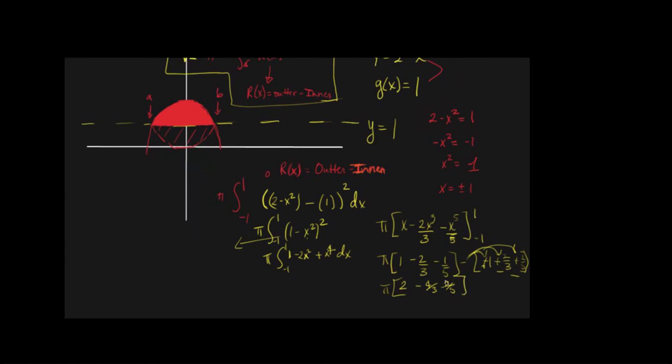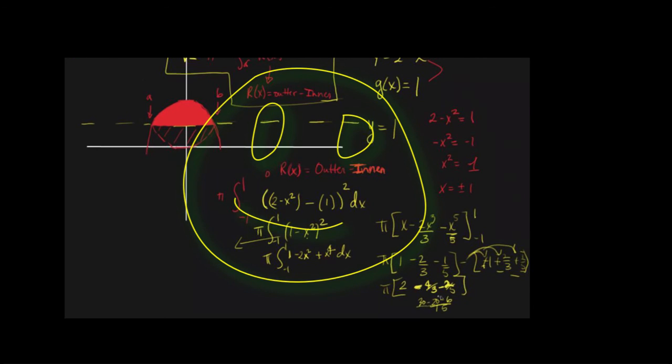So that's basically it for the disk method. This is an intermediate level. Check out the revolution around the y-axis problem for an advanced example.